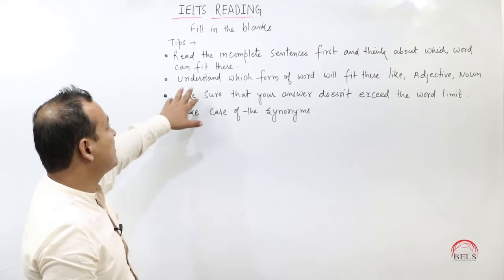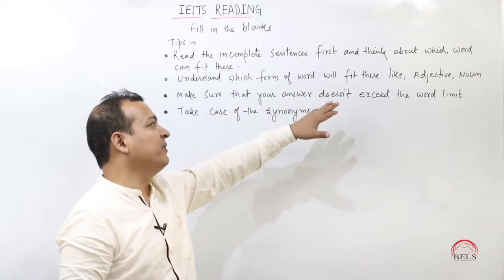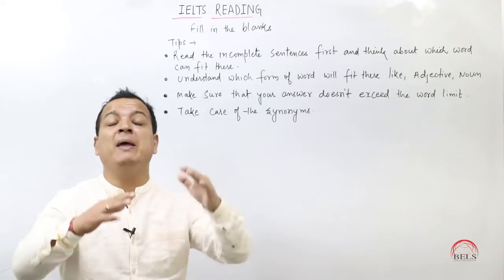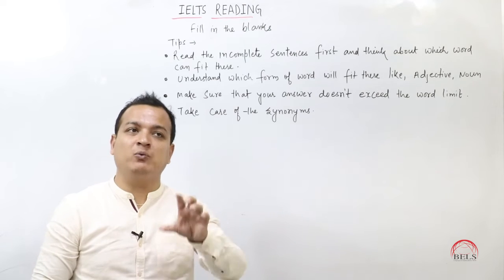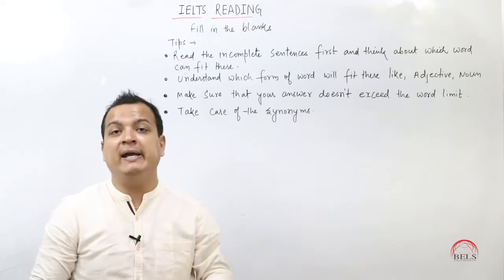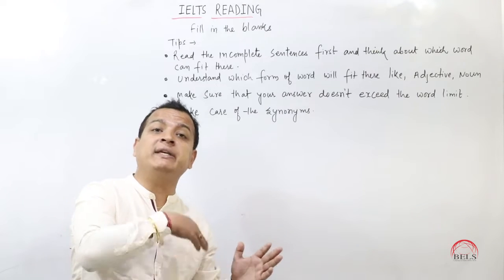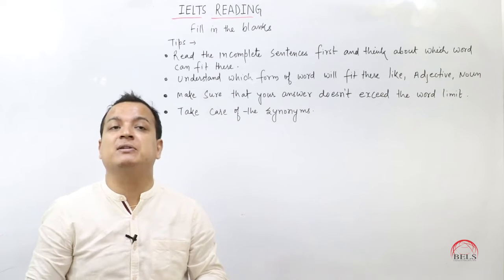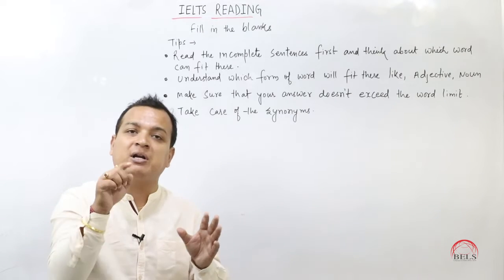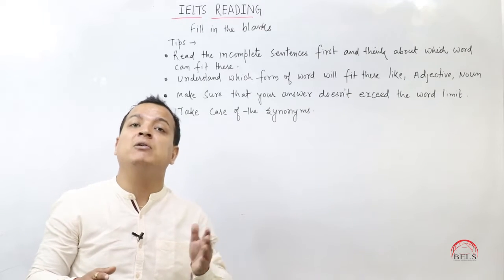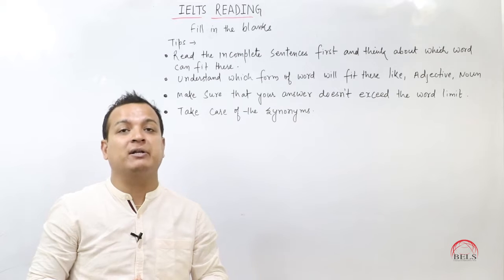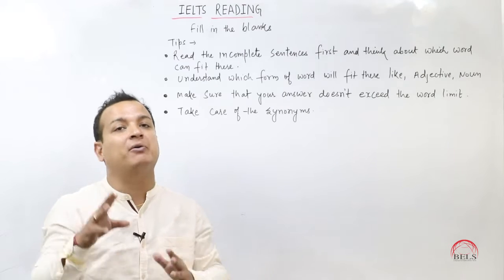Number two, understand which form of the word will fit there, like adjective, noun, adverb. Basically, sometimes the word you find in the passage can be a noun, but you are using it as an adjective. So make sure whether an article like a, an or the should come before it. This is also very important. Grammatically the structure should be correct, guys.